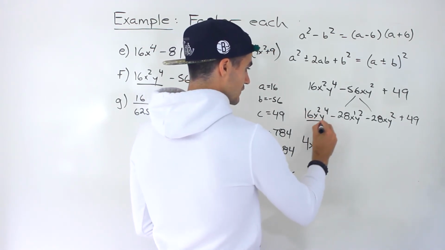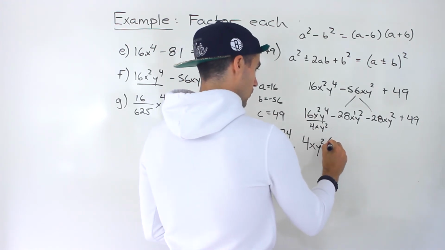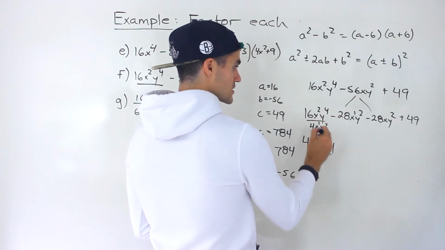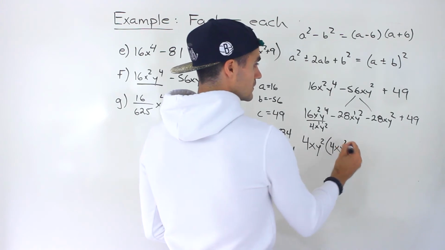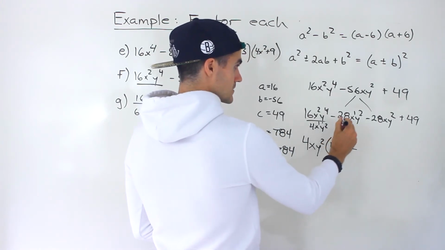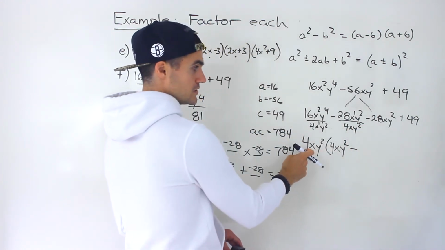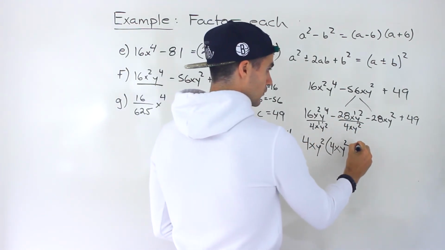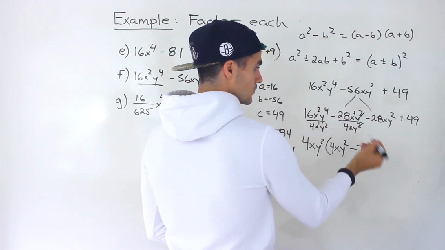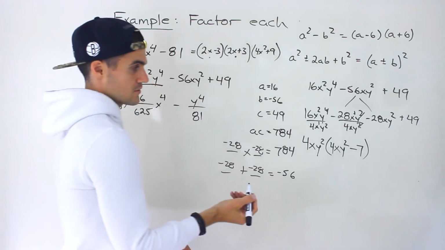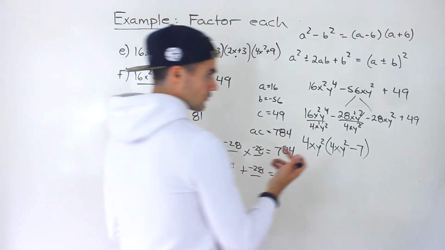What's this divided by 4xy squared? 16 divided by 4 would give us 4. X to the 2 over x to the 1 would give us x. Y to the 4 over y to the 2 would give us y to the 2. Minus this, we're going to divide again by what we took out. 28 divided by 4, 7. X, x, those cancel out. Y to the 2, y to the 2 cancel out. So it just ends up being 7, like that. Just be very careful with the algebra here.